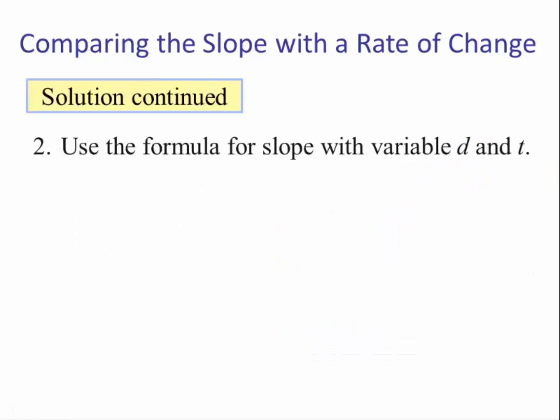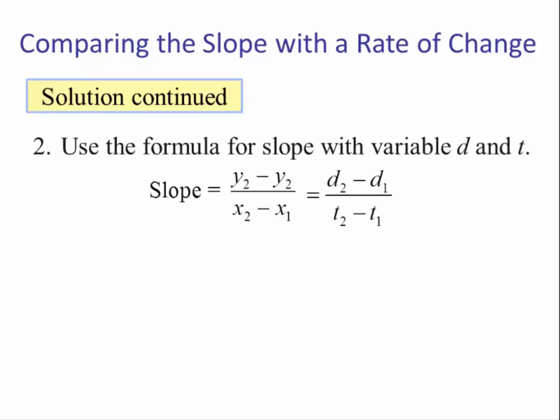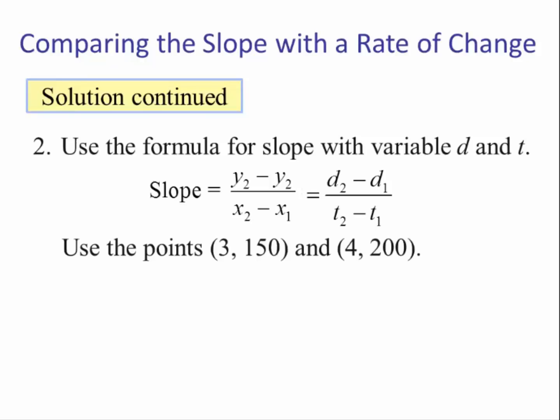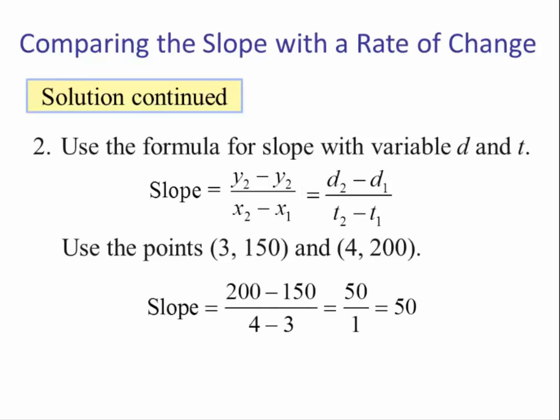Number two, use the formula for slope with variables D and T. Here's our slope formula. If we substitute in the variables D and T, we have D2 minus D1 over T2 minus T1. So if we use the points 3 and 150 and 4 and 200, we have the slope being 200 minus 150 divided by 4 minus 3, which is 50 over 1, which is the same thing as 50. So the slope is 50.